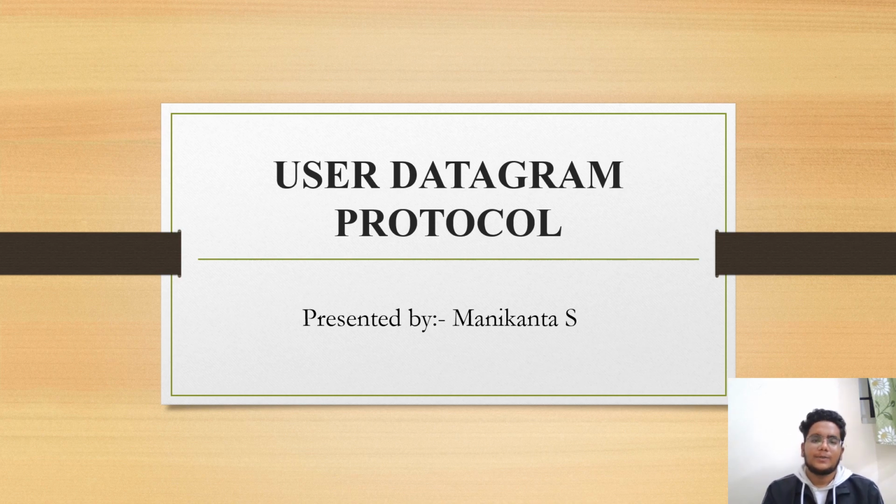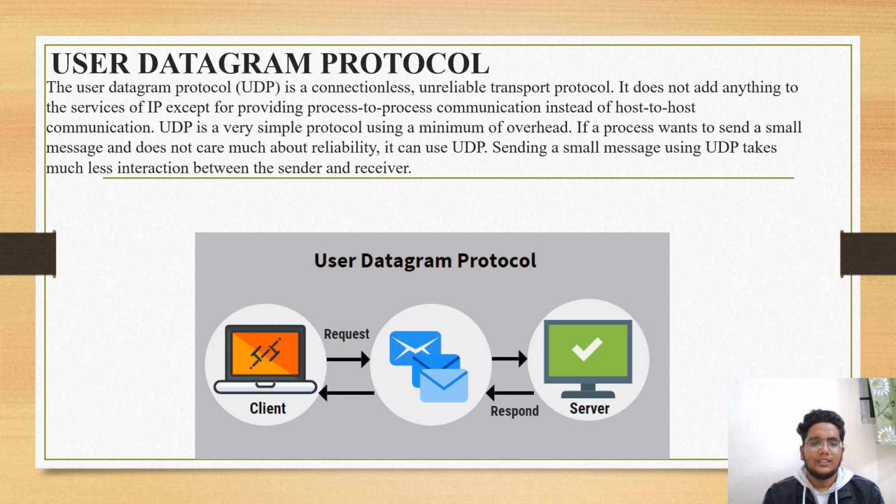So I'm going to discuss the topic User Datagram Protocol, which comes under the course of Computer Networks. The User Datagram Protocol, also called UDP, is a connectionless, unreliable transport protocol. It does not add anything to the services of IP except for providing process-to-process communication instead of host-to-host communication. UDP is a very simple protocol using a minimum of overhead.